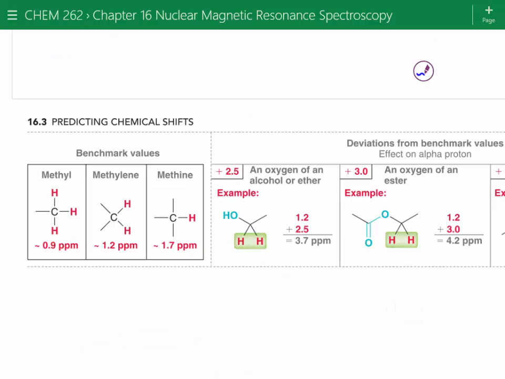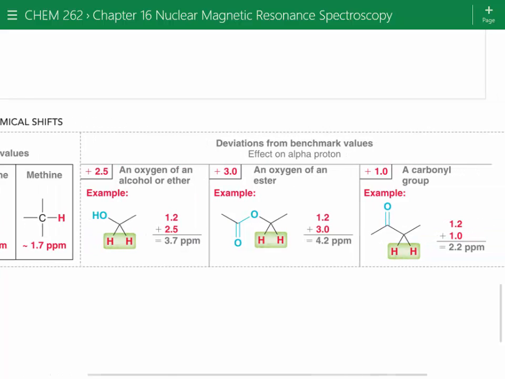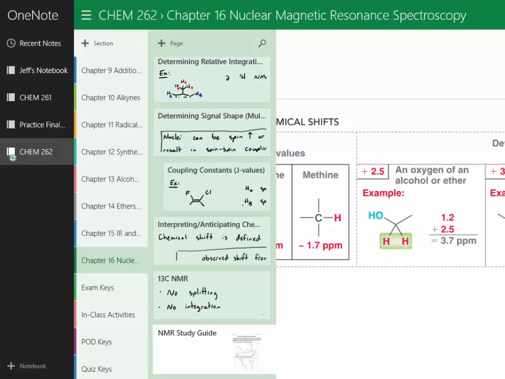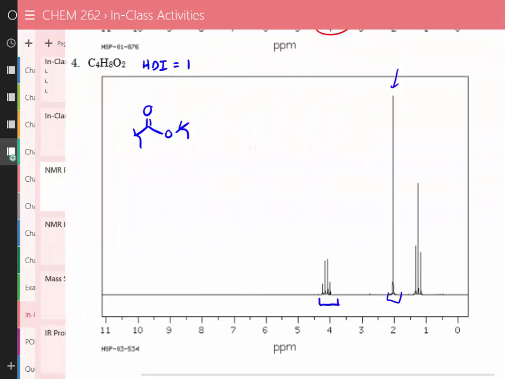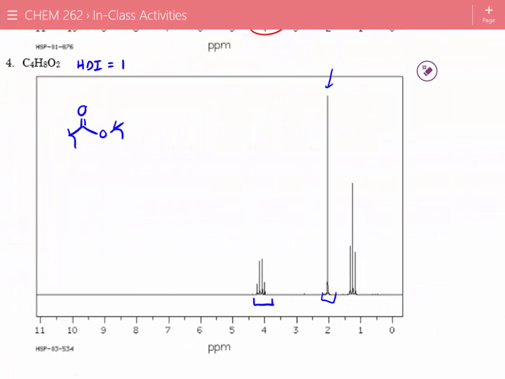So if we go and we look at an ester, we can see on this skill builder exercise 16.3 that the methylene carbons next to an ester should show up around 4.2, which in this case matches really closely with our observed chemical shift of about 4, a little bit above. So at this point, a lot of evidence is indicating that the compound that we're looking at in this NMR spectra is some sort of ester.